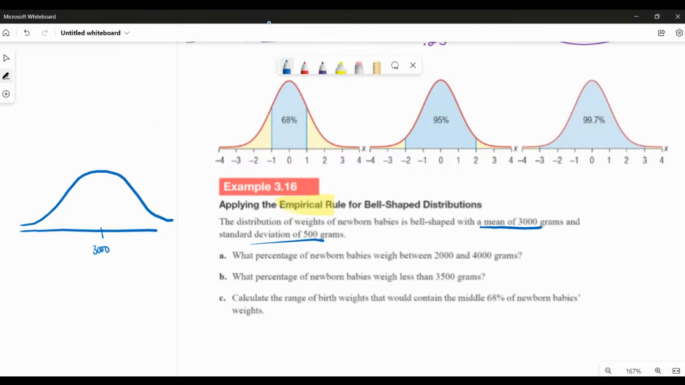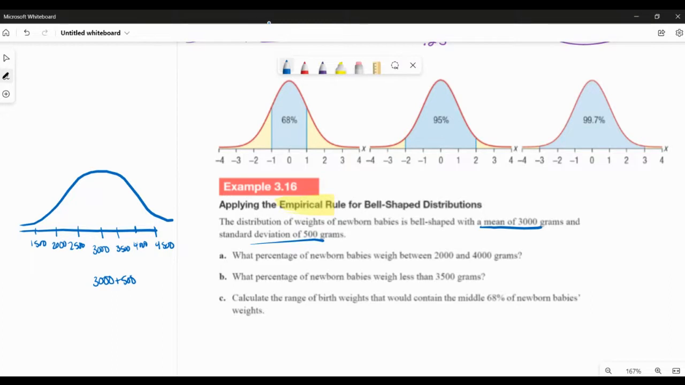We're going to add one standard deviation at a time as we move to the right. So this will be 3,500. And then if I add another 500, that'll be 4,000. And then if I add another one, that'll be 4,500. And then as I move to the left, I'm going to subtract 500 each time I go. So there's my bell curve with my mean and standard deviations.